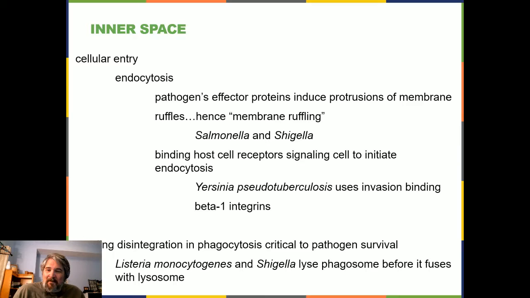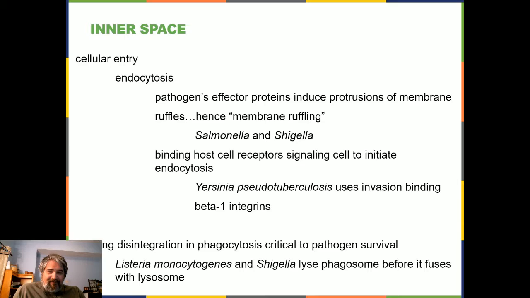Okay, so evading disintegration and phagocytosis is critical to pathogen survival. That makes sense. There's a variety of ways you can do this, but largely if you can prevent the lysosome from fusing with your endocytosed pathogen, then you will be safe from being disintegrated. Listeria monocytogenes and Shigella lyse the phagosome before it can fuse with the lysosome. So this is early escape, via inhibition of lysosome binding.